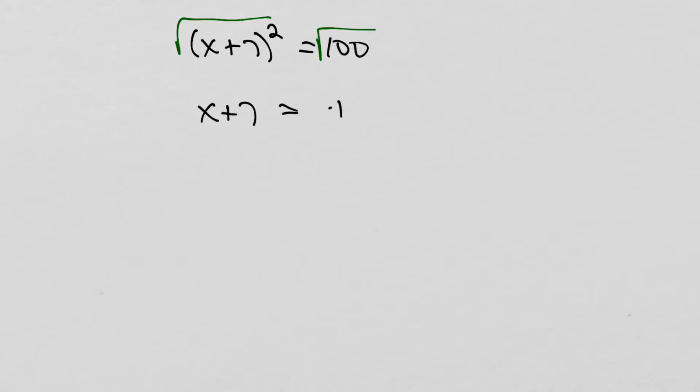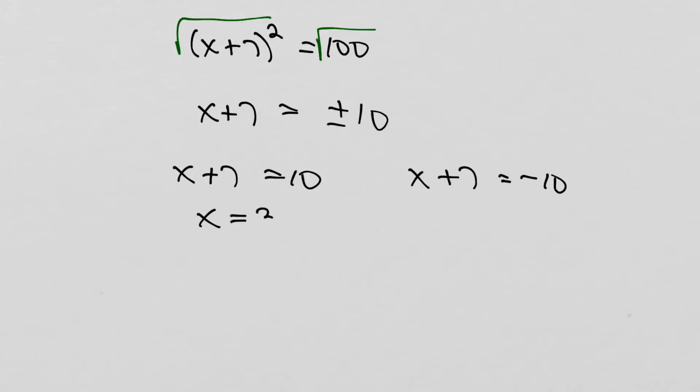If I had (x + 7)^2 = 100, again I can take the square root of both sides, and that would give me x + 7 = plus or minus 10. So I have x + 7 = 10, and x + 7 = -10. I can subtract 7 from both sides to get x = 3 and x = -17. So again, it's a really nice technique to be able to do. So the big question then is, how do I do that?